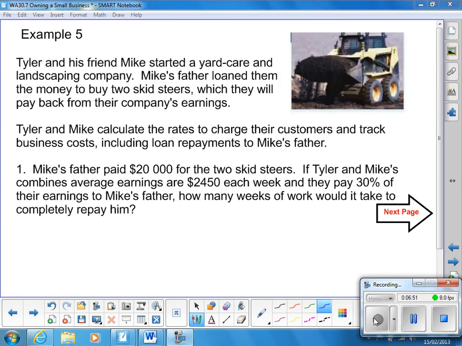Example 5, Tyler and his friend Mike started a yard care and landscaping company. Mike's father loaned them the money to buy 2 skid steers, which will be paid back from their company's earnings. Tyler and Mike calculated the rates to charge their customers and tracked business costs, including loan repayments to Mike's father. Mike's father paid $20,000 for the 2 skid steers. If Tyler and Mike's combined average earnings are $2,450 each week, and they pay 30% of their earnings to Mike's father, how many weeks of work would it take to completely repay him?